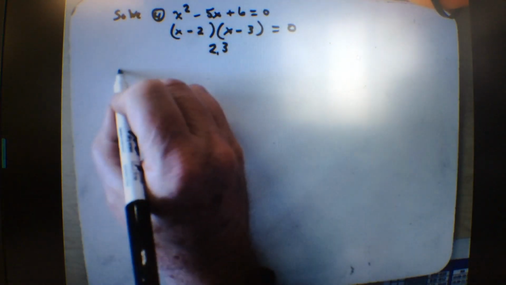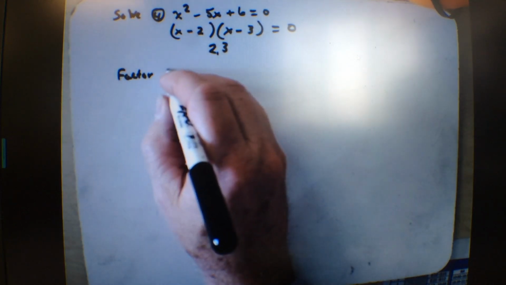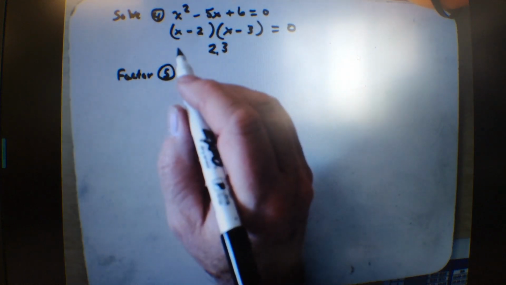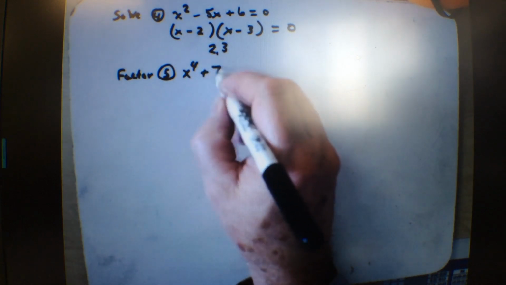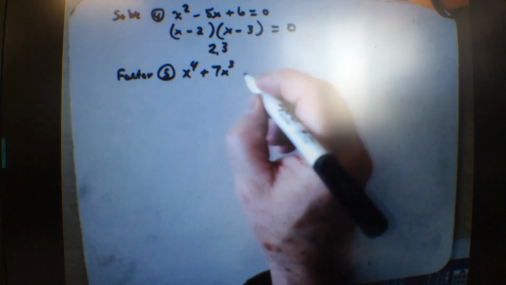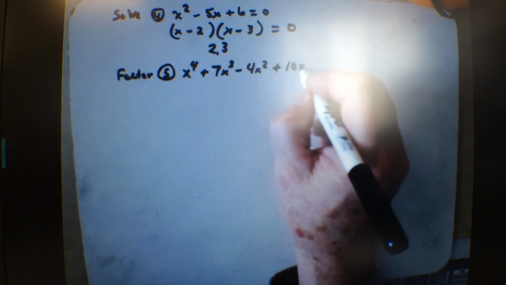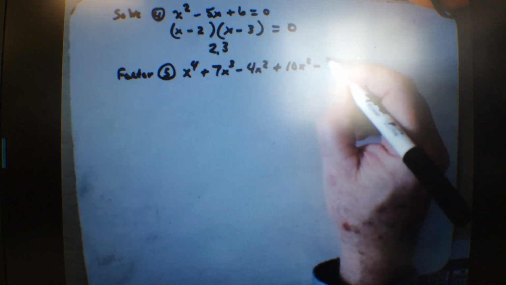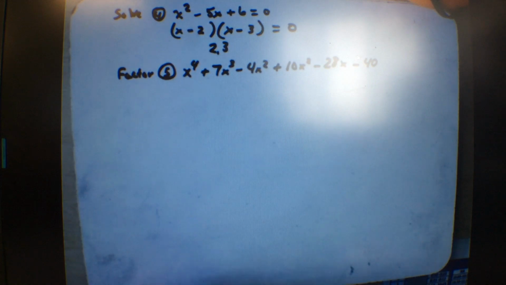Okay. Now we're going to factor, but I'm going to give you a lot more terms, and I'm hoping you'll use what you learned in the past. But take a look at this one: x to the 4th plus 7x cubed minus 4x squared plus 10x squared minus 28x minus 40. Do you remember, we've never talked about 6 of them. We talked about 4 of them, but never 6. Okay?